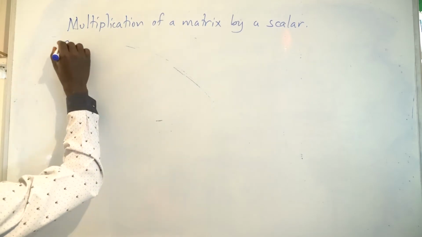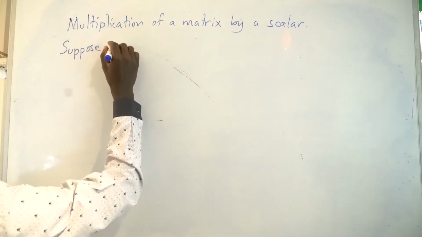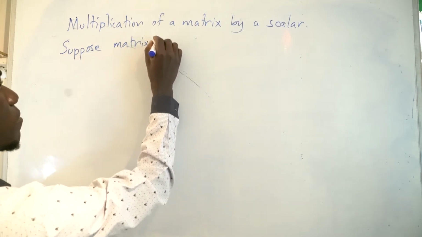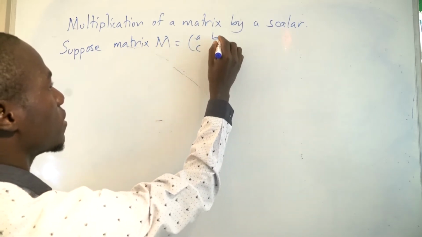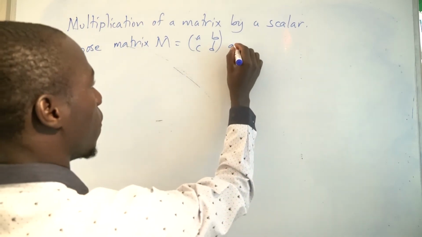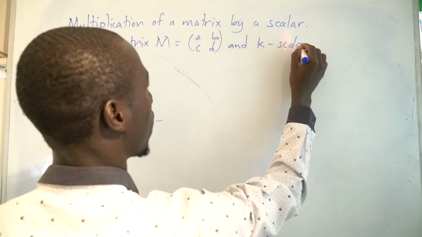So suppose I have my matrix M. Suppose matrix M is equivalent to A, B, C, and D. And K is a scalar.